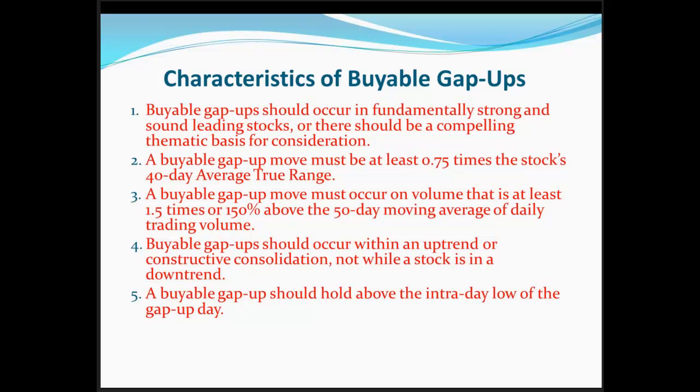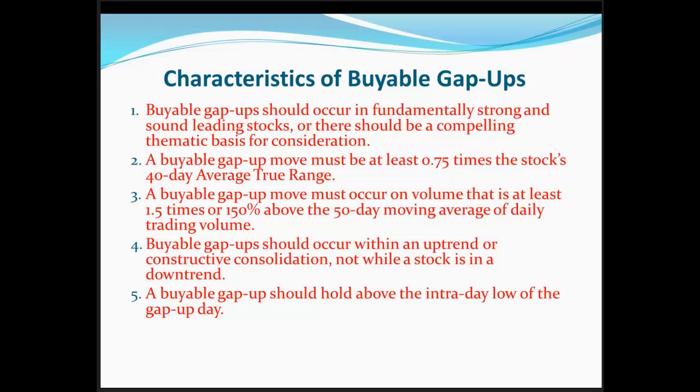Okay, number 4, Buyable gap ups should occur within an uptrend or a constructive consolidation. So when you see them coming out of a base, a proper base, that's usually the most optimal sort of setup. You can also see them occurring out of, say, shallow uptrends, but you never want to be buying Buyable gap ups while a stock is in a discernible downtrend.